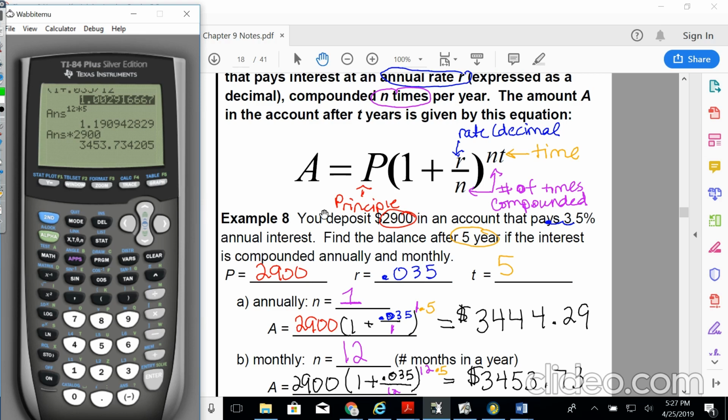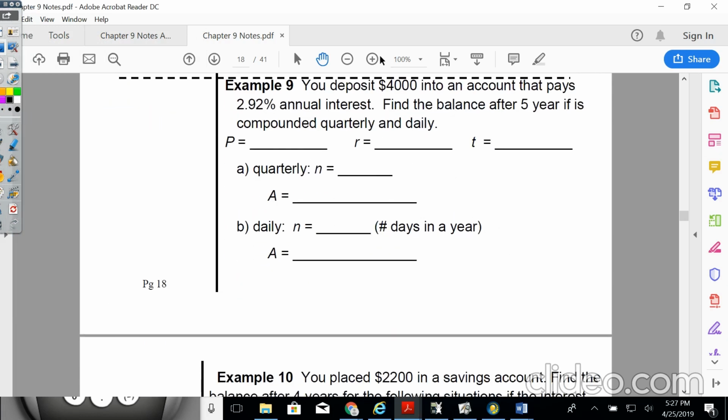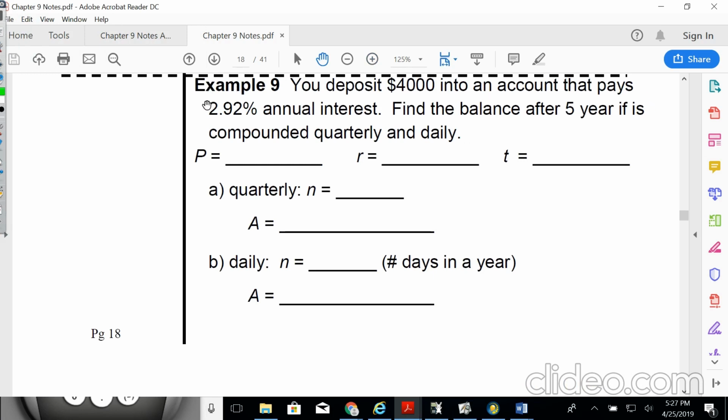All right, so doing the bottom part. I'll do this one, and I'll have y'all do example 10 on the next page. Looking at number 9, it says you deposit $4,000 into an account that pays 2.92% annual interest. Find the balance after 5 years if it's compounded quarterly and then daily.